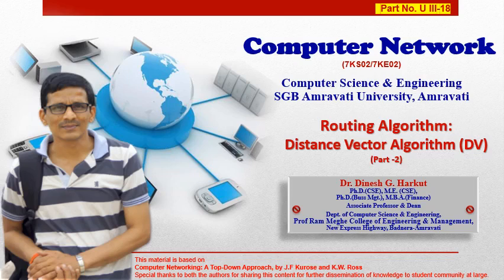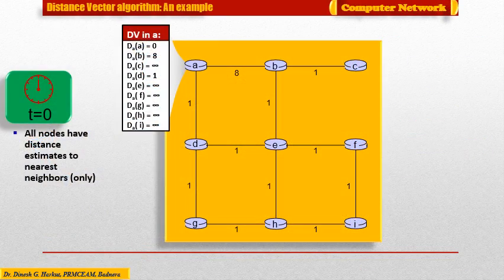Hello friends, in our last session on distance vector algorithm, we have discussed the basics along with one example. In continuation with the same, we will explore one more example for better understanding. Let us take yet another example for better understanding. Initially, all nodes have their distance estimates to the nearest neighbor.